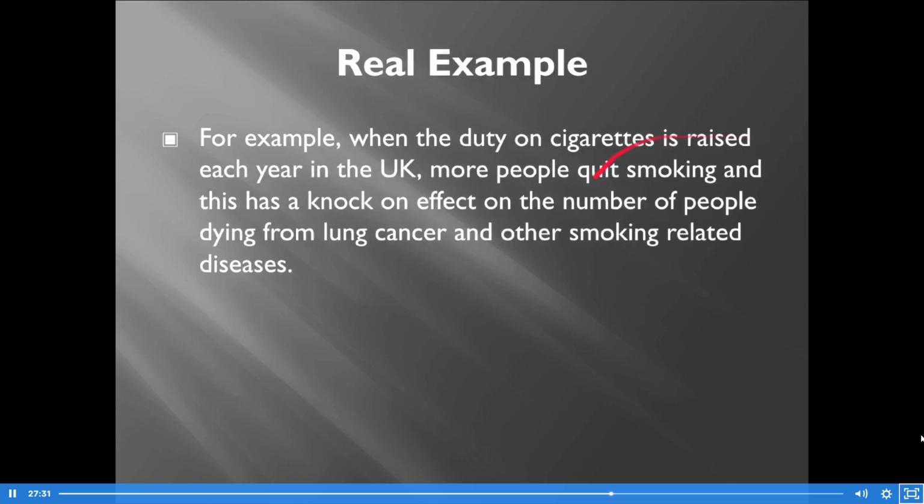So instead, this person has thought of a real example. So for example, when the duty on, this is the tax duty on cigarettes, is raised each year in the UK. So this really happens nearly every year. The UK government increases the duty, increases the tax on cigarettes. More people quit smoking, and this has a knock-on effect on the number of people dying from lung cancer and other smoking-related diseases. Most people living in the UK know this.